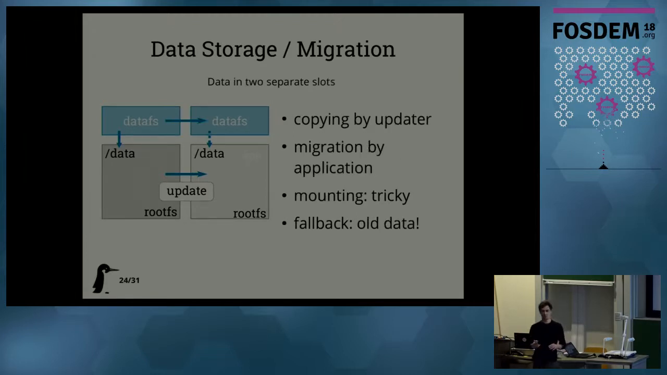A third approach, if you have redundant root file systems, is to also use redundant data file systems. And again, the copying of the data can be done by the bootloader. The migration should be done by the application because it has the best view of what data it requires. Mounting is a bit more tricky because you have to find out in the system which of the data partitions belong to your actual root file system and not mix them up. And falling back is again simpler, but depending on your use case, you can also access all data, so you have to make clear if this is a valid use case for your application, or if you want to not allow fallbacks in general.